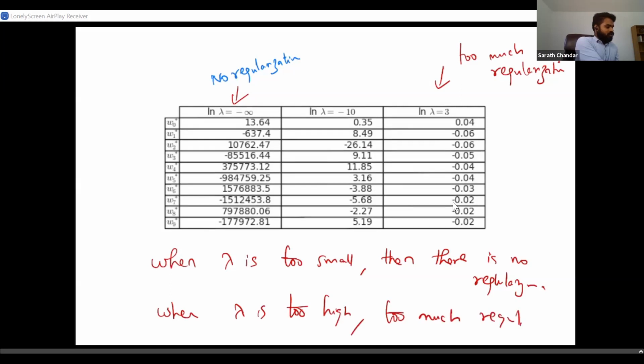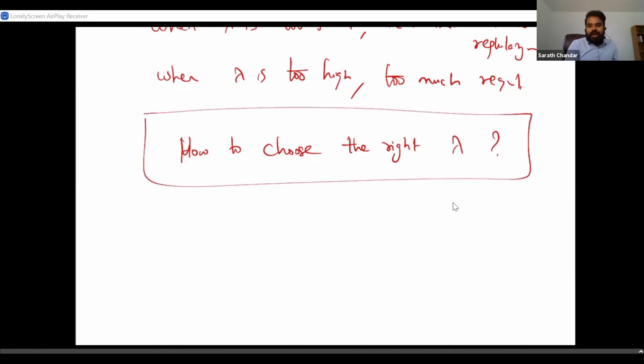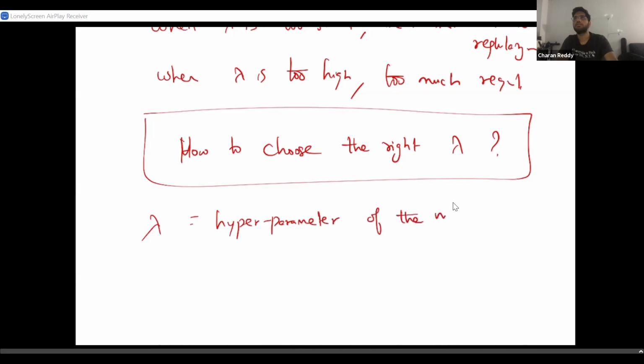Now someone has asked the question, which is what I was also about to ask. It looks like it is very crucial to choose the right lambda, right? So how to choose the right lambda? This lambda, which is something that we pick by ourselves, is known as a hyperparameter of the model.